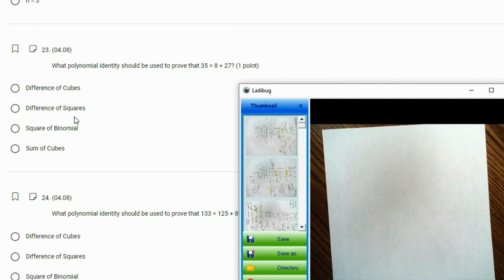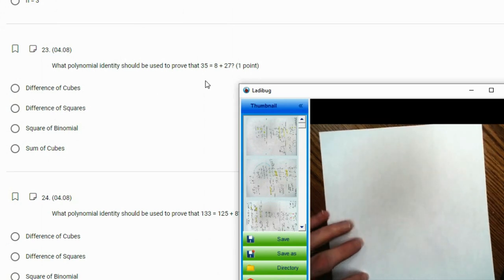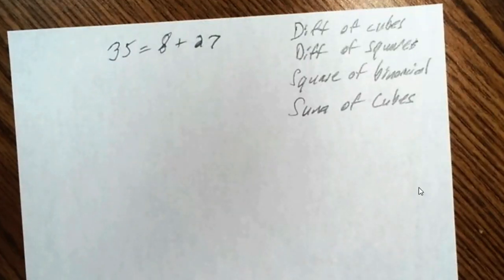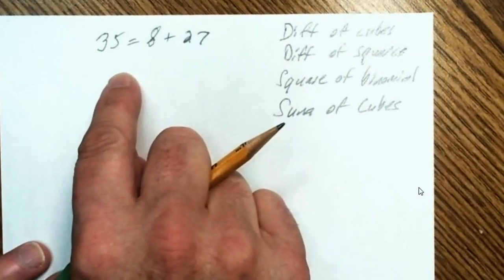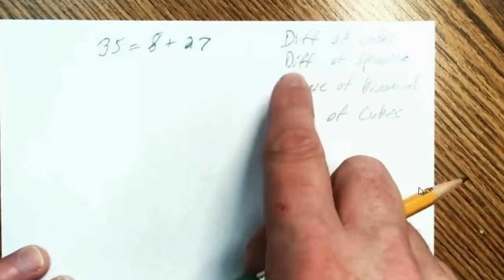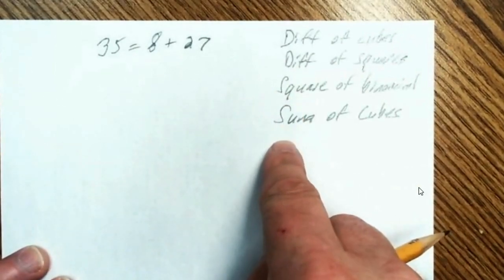And they give us sum of cubes, square of a binomial, difference of squares, difference of cubes. Well, the first thing I'm looking at this, 35, well, let me write this down. So if we had this question, it says, can we prove this as difference of cubes, difference of squares, square of a binomial, or sum of cubes?